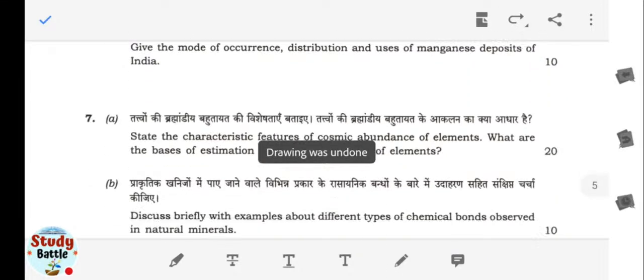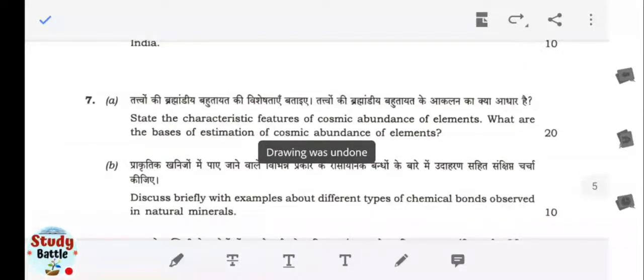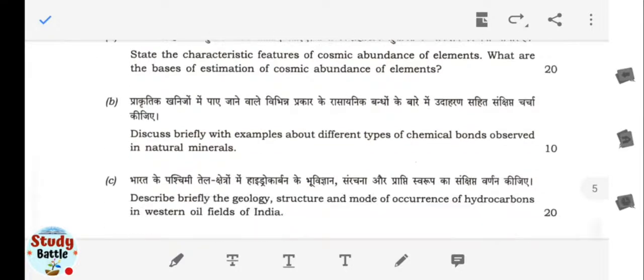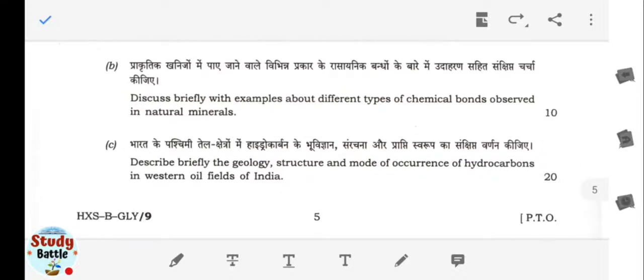So this is the question here. State the characteristic features of cosmic abundance of elements and what are the basis of estimation of cosmic abundance of the elements. Okay, so this is also again a very important question, or a very basic question we can call it. Discuss briefly with examples the different types of chemical bonds observed in natural minerals. Okay, so 2 or 3 or 4 bonds are there.